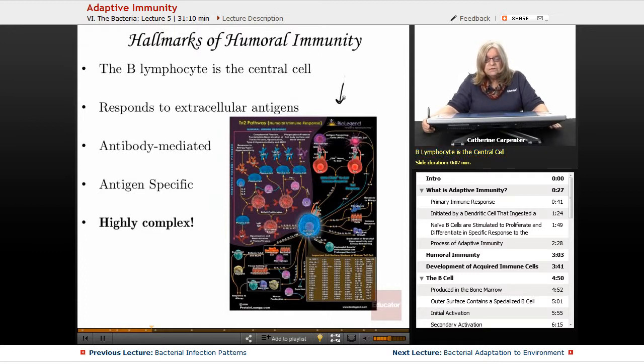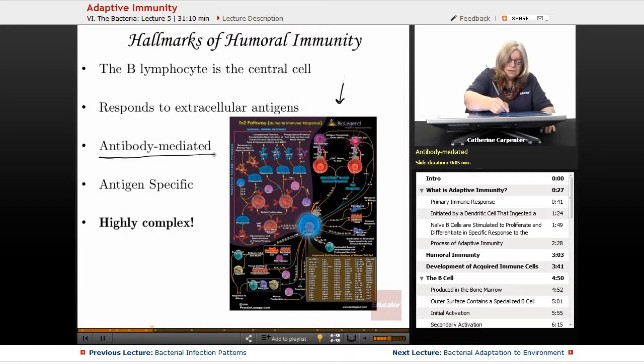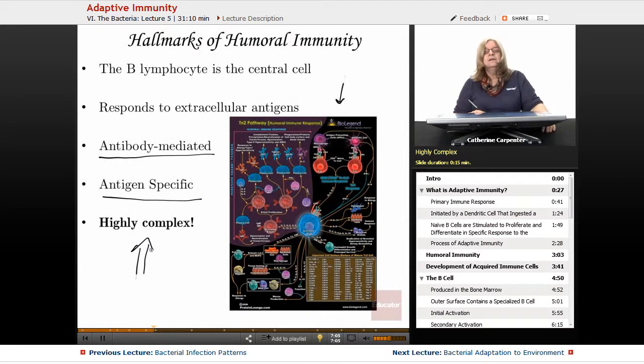It responds to these extracellular antigens. It's antibody mediated, it's antigen specific, and most importantly, it's highly complex. So in this course, we've tried to take this complexity and explain it in a way that it becomes very clear and, most importantly, very easy to remember.